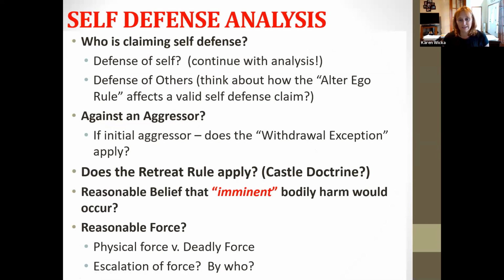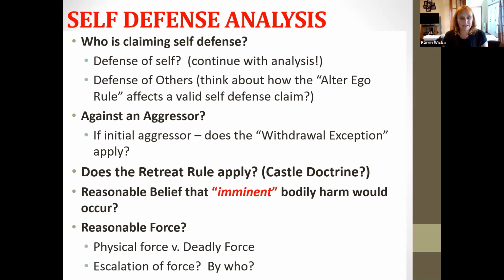So the first question you're really going to ask yourself is, who is being defended? Are you defending yourself? If you're defending yourself, you just jump down to the first question, who's the aggressor, okay? If you're defending somebody else, then you have to use the alter ego rule, and you have to do the rest of the analysis in the eyes of the person that was defended, not the one that is defending, okay? So if you were going to somebody else's defense, you go through this analysis based on the person you jumped in to defend. And if they lost their self-defense along the way, you don't have it either, okay?